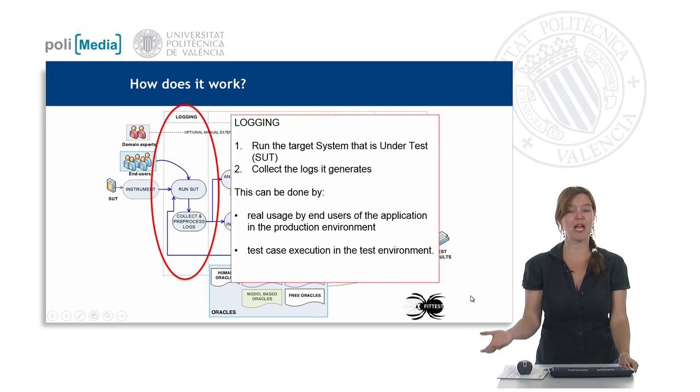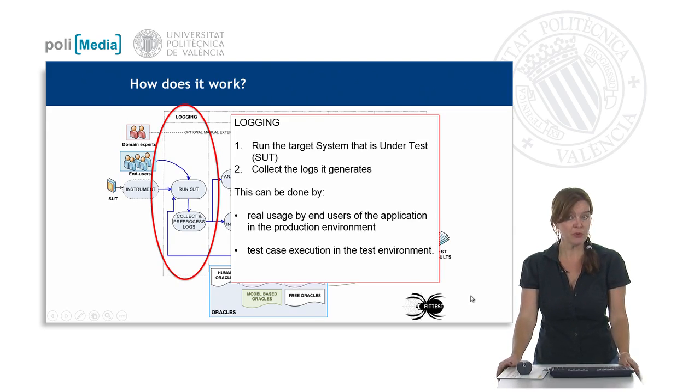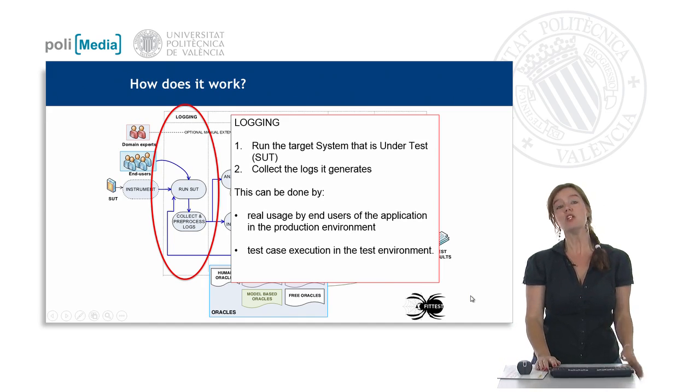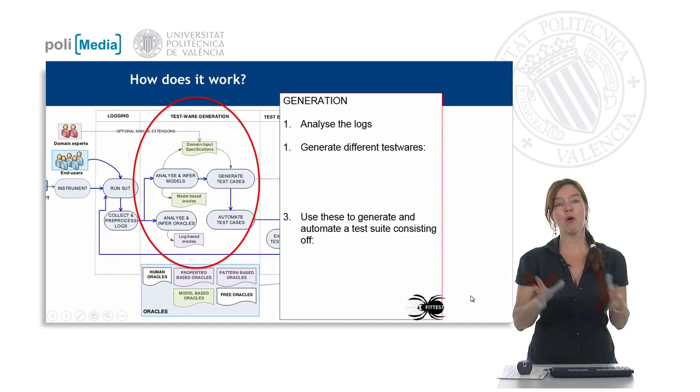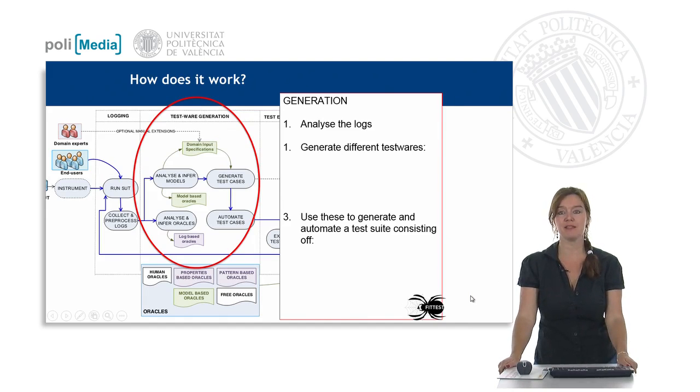We monitor the behavior and collect logs about this. This can be done by real users, real users that use this application in a production environment, or this can be done by test case execution in a test environment. The system under test needs to be executed and logs need to be collected. So once we have these logs, we go on to the next stage where we generate testwares.